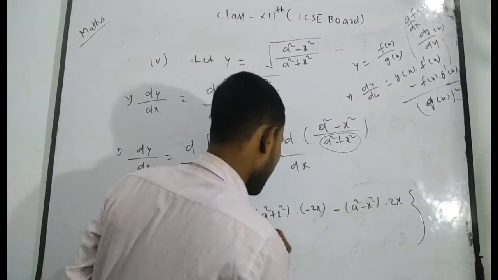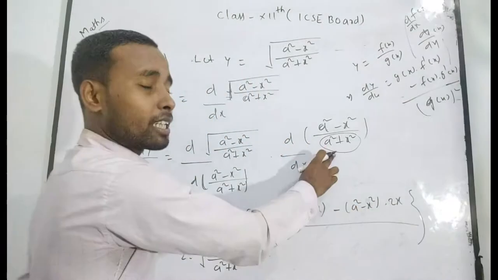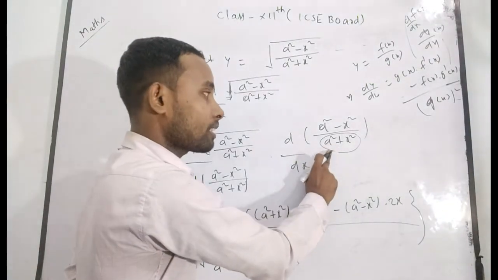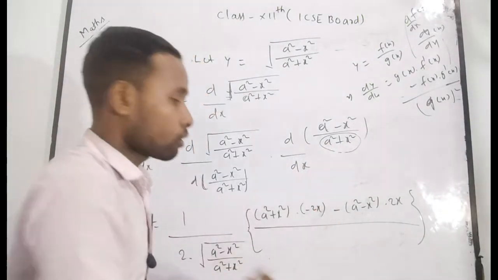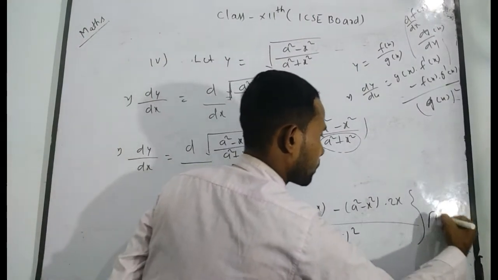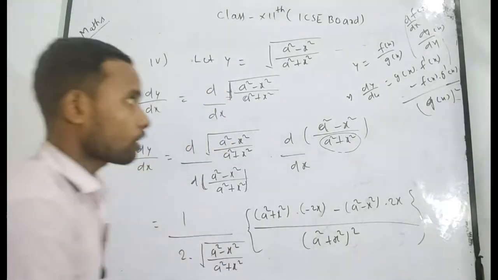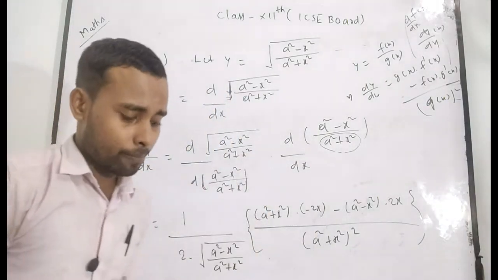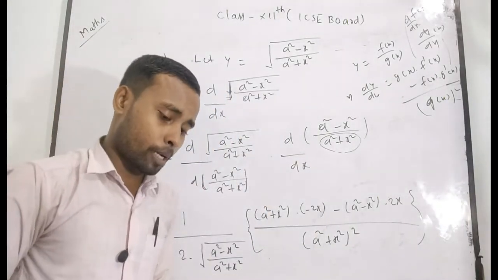And in the denominator you have to take the square of the denominator. What is the term in the denominator? A square plus x square. So its square will be (a square plus x square) whole square, which is your final answer. But this is not your final answer. Go one step again, so that your answer will be in simplest form.